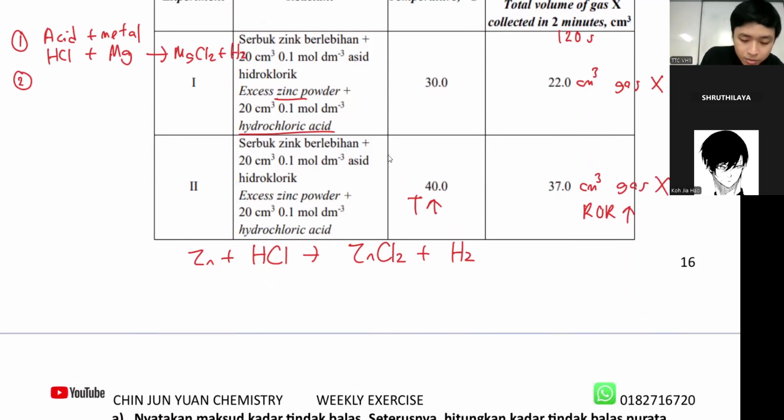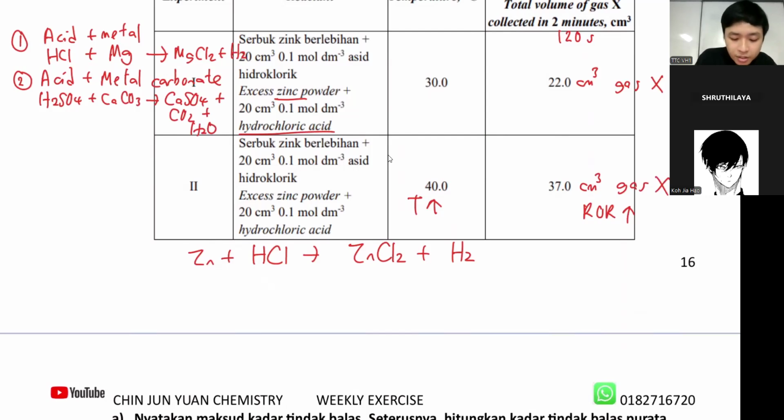The second one is acid plus metal carbonate. These two are the most popular ones. Then carbon dioxide and water. If you have H2SO4 plus calcium carbonate, then you will get calcium sulfate, carbon dioxide, then water. It means acid reacts with carbonate, you will get your salt, carbon dioxide gas, and water. These two are the main ones.